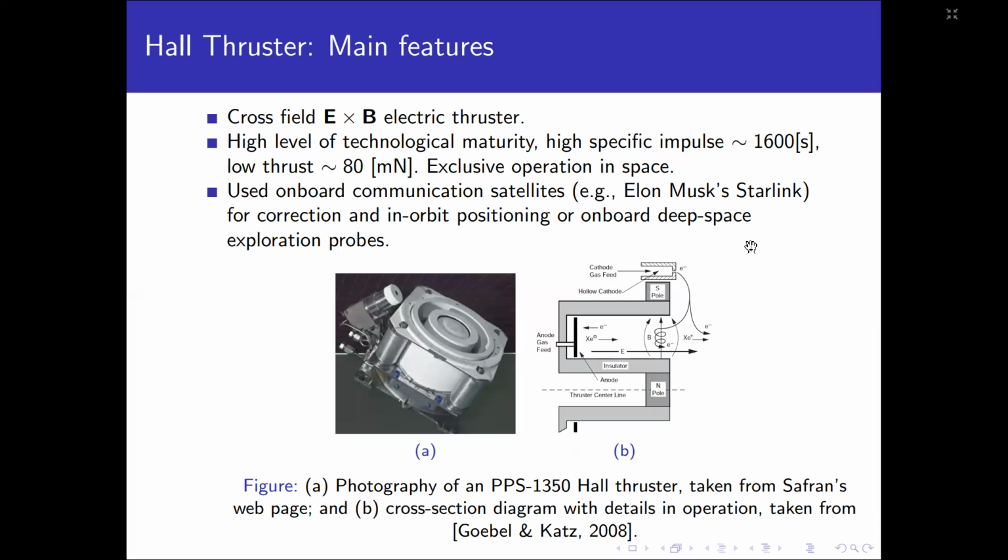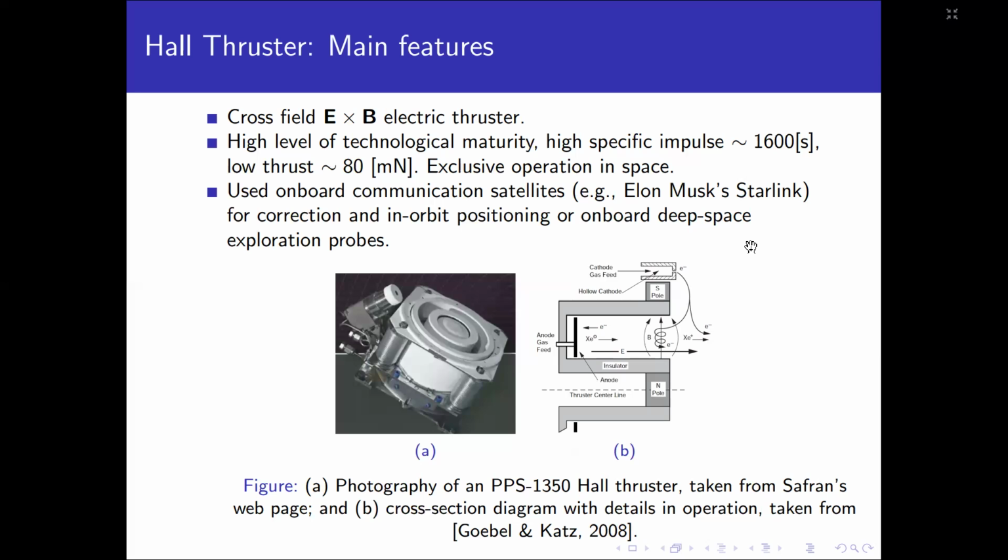So, in this cross-sectional diagram, we can identify some of the main components of this thruster. For example, we have here this annular chamber. At the base of it, we have this anode and some ducts that help us inject the propellant inside the chamber. Normally, we use noble gases as a propellant, such as xenon or krypton, because they are very easy to ionize.